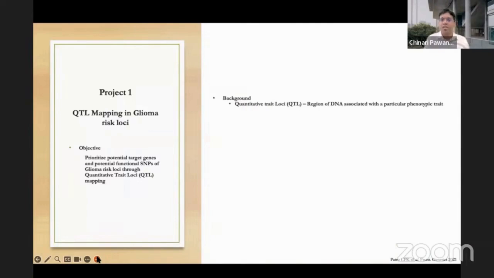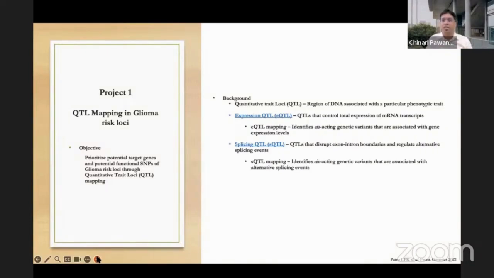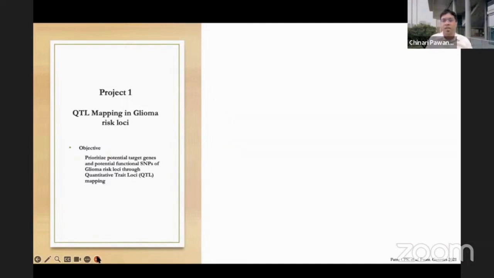So what exactly are QTLs? QTLs are basically regions of DNA associated with a particular phenotypic trait. So when we talk about expression QTLs, they are QTLs that control expression of mRNA transcripts. And when we say eQTL mapping, we identify basically the genetic variants that are associated with the gene expression levels. And when we say sQTLs, these are the QTLs which disrupt exon-intron boundaries and regulate alternative splicing. And when we say sQTL mapping, we are basically identifying variants that are associated with alternative splicing events.